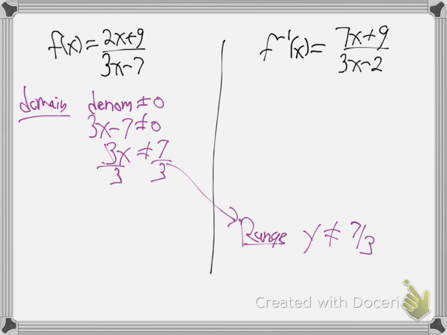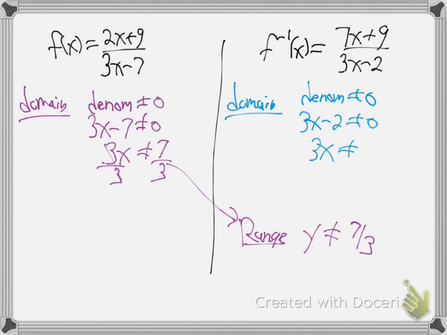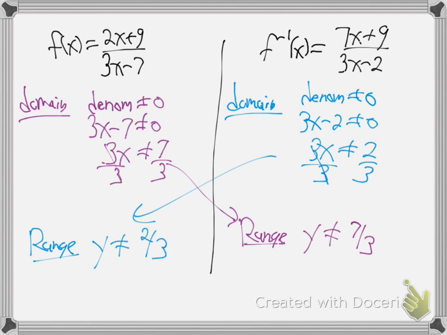And then domain over here on the inverse. Again, denominators cannot be 0, so 3x minus 2 cannot be 0. 3x cannot be 2. Divided by 3, x cannot be 2/3. Bring that over. That's the range over here. Y cannot equal 2/3. And there's the quiz.